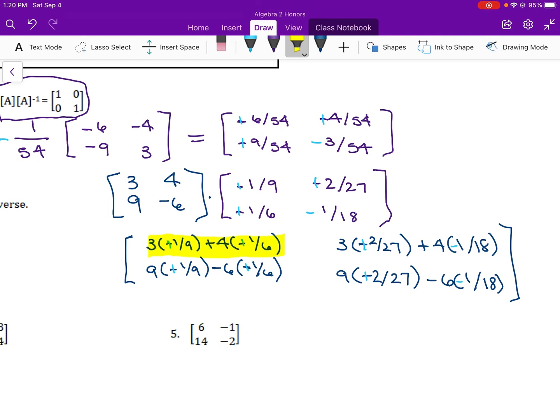If I go ahead and simplify 3 times 1/9 plus 4 times 1/6, that does give me 1. And then this entry here, 9 times 1/9 minus 6 times 1/6, that gives me 0. Over here, 3 times 2/27 plus 4 times negative 1 over 18 is 0. And then down below, 9 times 2 over 27.